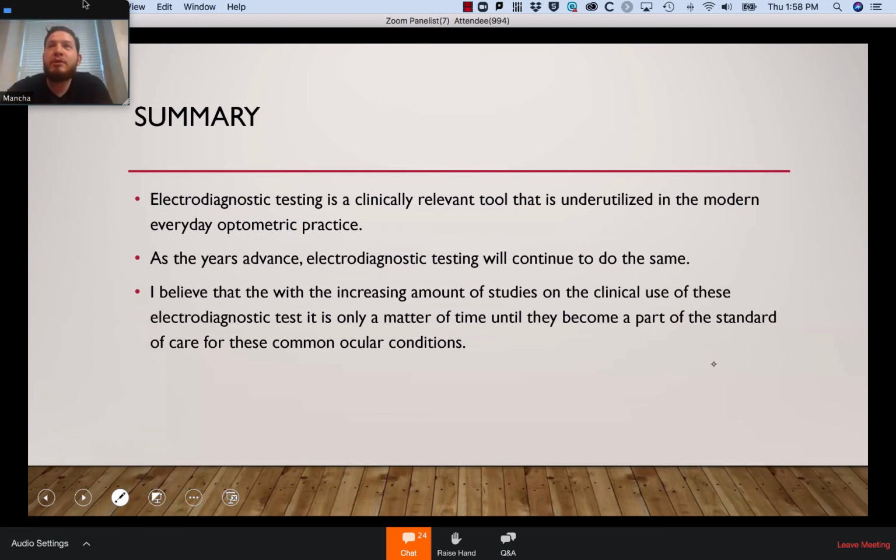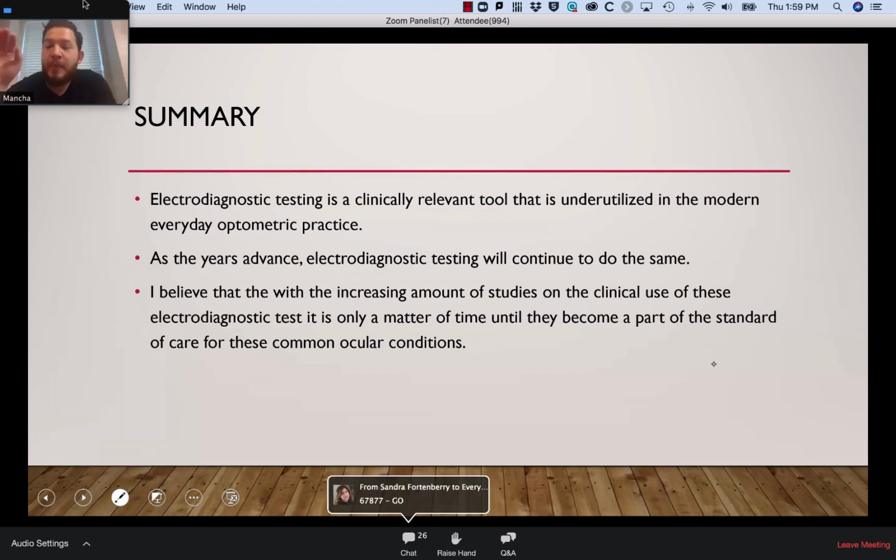Again, I rotated with some of the retinal specialists in town, and they're actually using a lot of these electrodiagnostic tests to help them, especially with their diabetics and their AMD patients. So I'm thinking if they're already doing it, we should jump on the bandwagon and start using these as well. The more people we get using these now, the more it's going to increase our diagnostic skills.